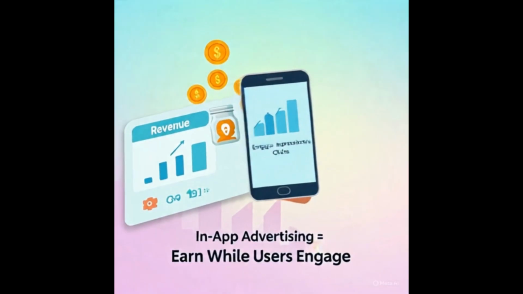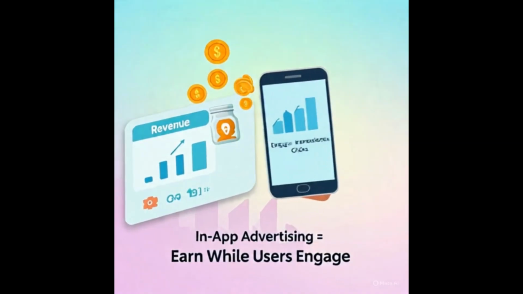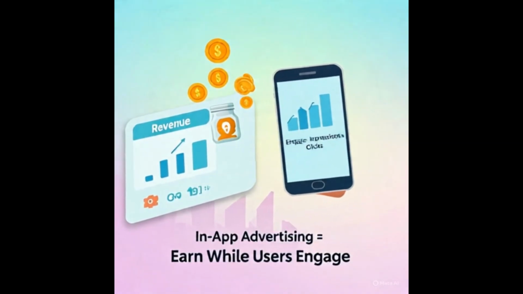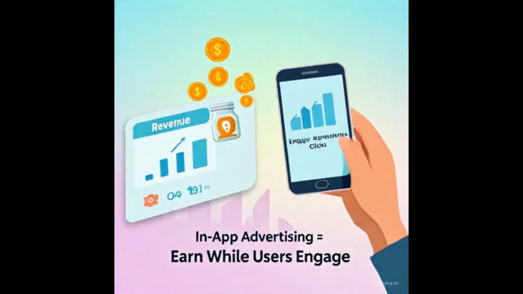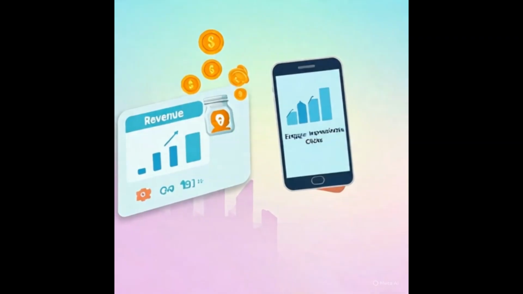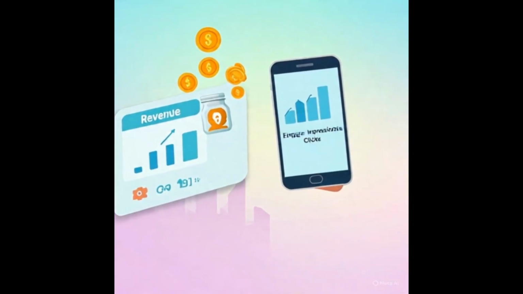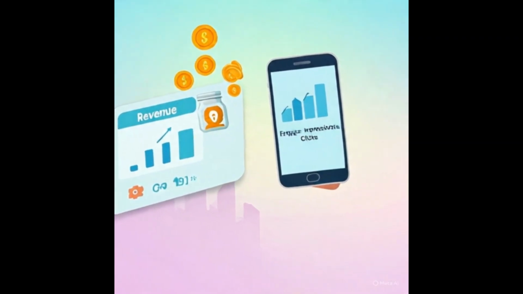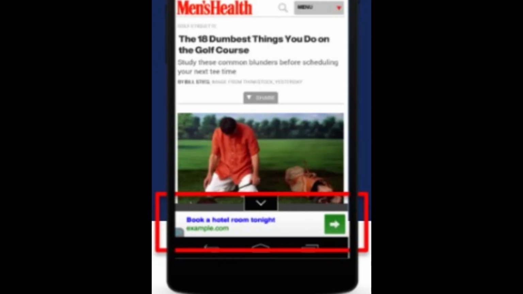In-app advertising is a monetization strategy where ads are displayed inside a mobile app. These ads are served to users while they interact with the app, and the app developer earns revenue based on how users engage with those ads, such as impressions, clicks, or views. Let's start with one of the most common and beginner-friendly ad formats: banner ads.